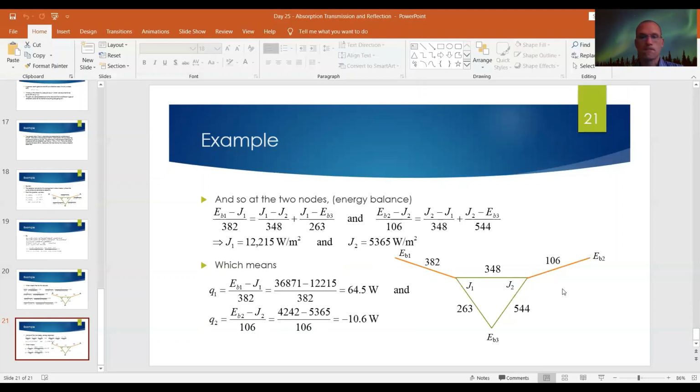Same thing for this line here. Q2, EB2 minus J2 over 106, is 42 minus 5365 over 106, which is negative 10.6 watts. So the way I've oriented all of these EBs and Js is so that energy is flowing out of them. So energy flowing out is energy lost. So this 64.5 watts is actually energy lost, which is what the question was asking for. This minus 10.6 watts means negative energy being lost, means I'm actually gaining, or object 2 is absorbing 10.6 watts of energy.